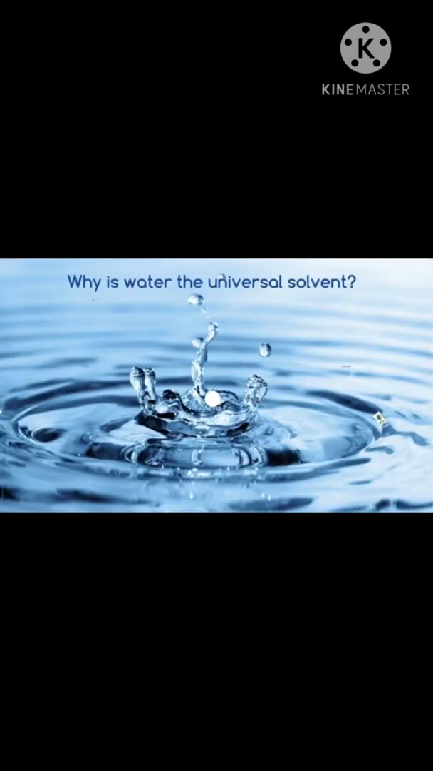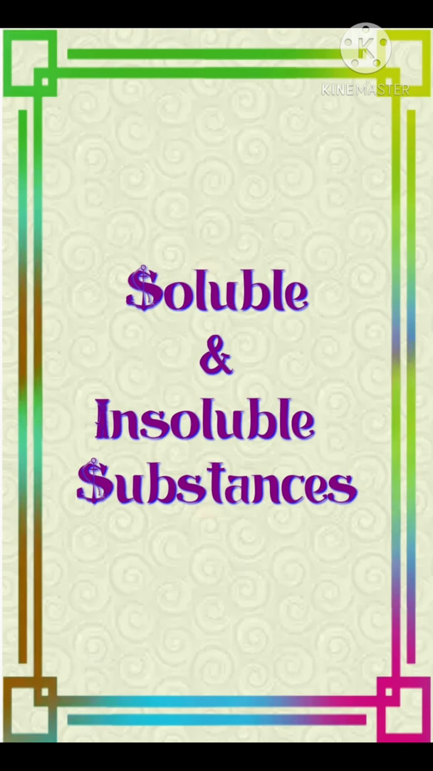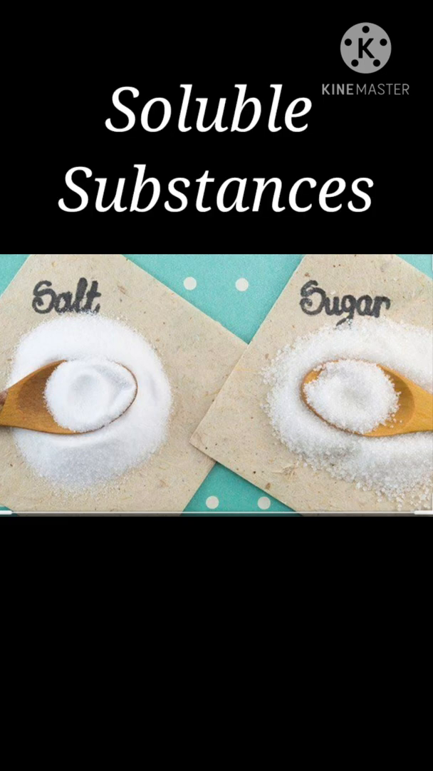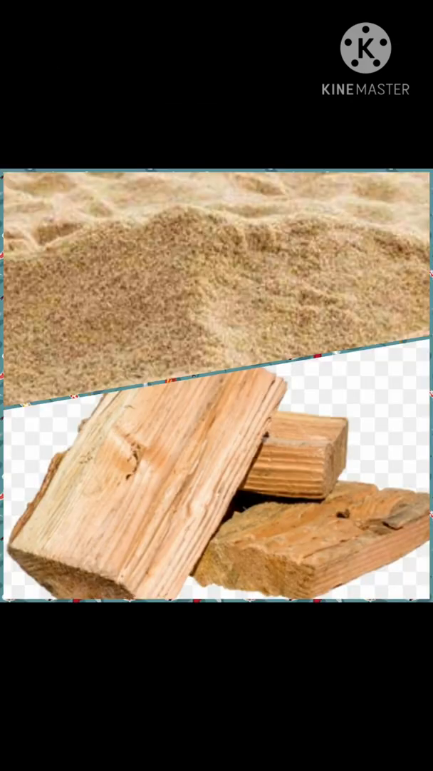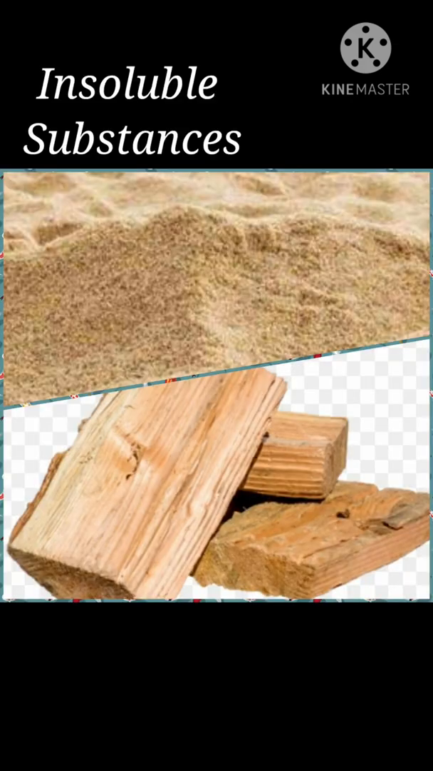Now children, let's know about water, a universal solvent. As water can dissolve so many solutes in it, it is known as the universal solvent. Now let's know about soluble and insoluble substances. The substances that readily dissolve in water are known as soluble substances, or soluble in water. For example, salt and sugar. Whereas the substances that do not dissolve in water are known as insoluble substances, or insoluble in water. For example, sand and wood.